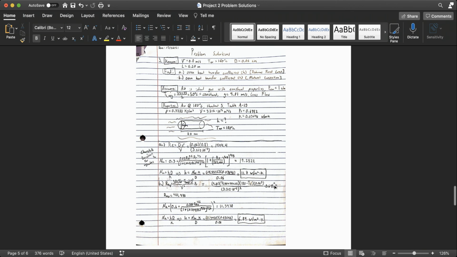So for this problem, we have now tackled, again, convection and conduction, except now we have covered both natural convection in part B and the learning outcome of external forced convection in part A.